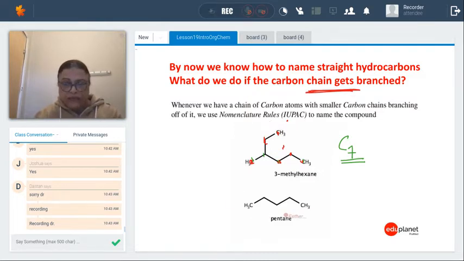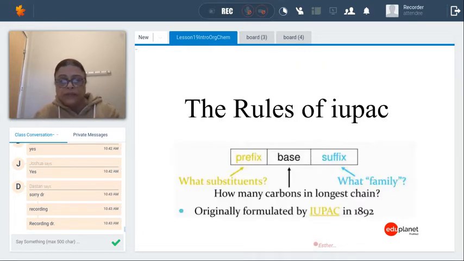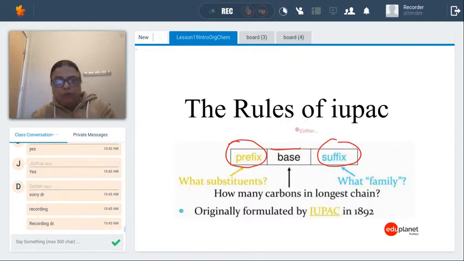Okay, so here we have a straight pentane, and here we have 2-methylhexane. Where did they get the names from? Of course, first the rules. And what are the rules? The rules of IUPAC are composed as follows: we have a prefix, we have a suffix, and a base. You can compare it with our names, like John Erickson Jr., 3 pieces.